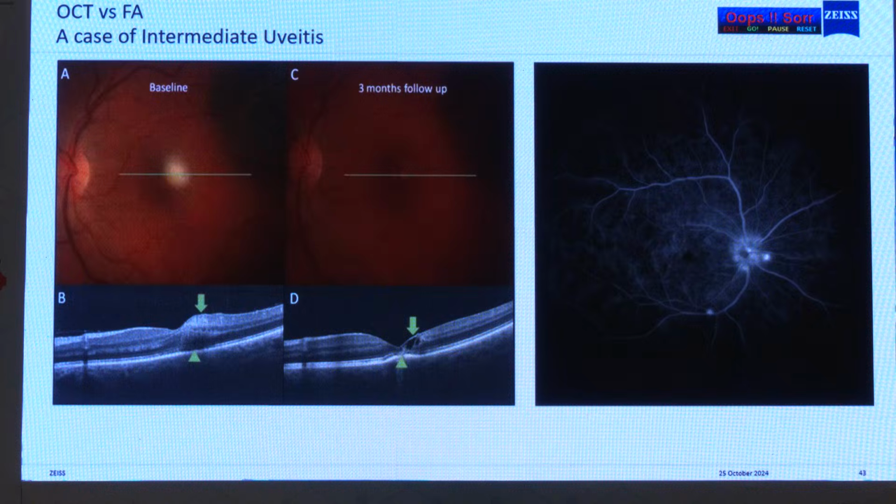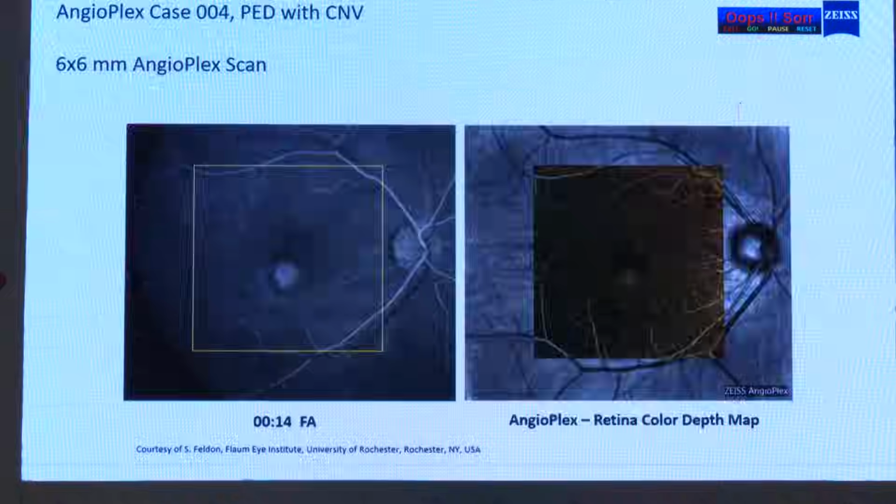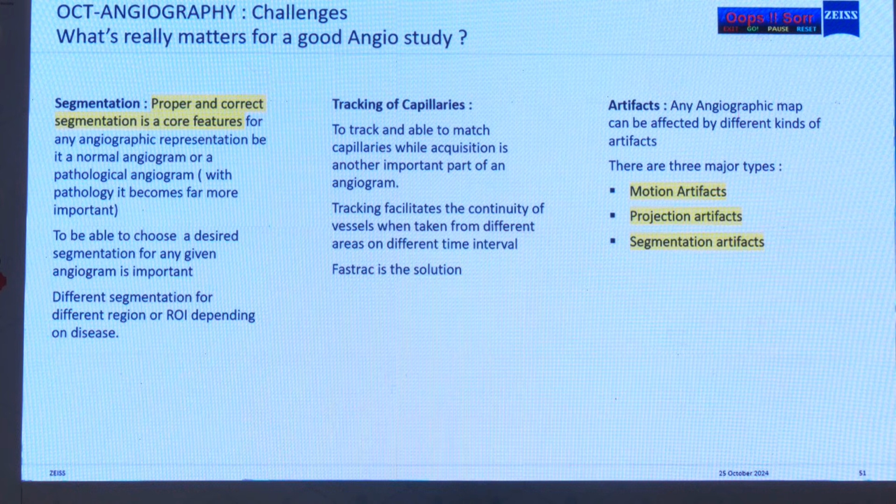A case of intermediate uveitis, we can have this kind of lesion over here, and the 3 months follow-up is like this. But if we look at the... Can you please sum up in a minute? Yeah, just 1 second, ma'am. I will go through at the last.